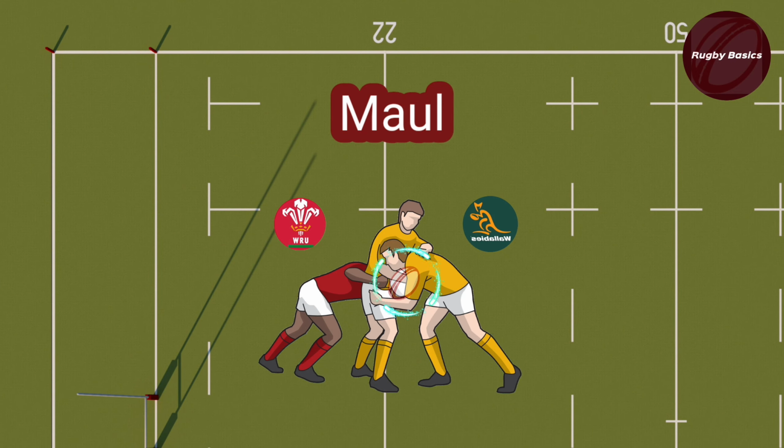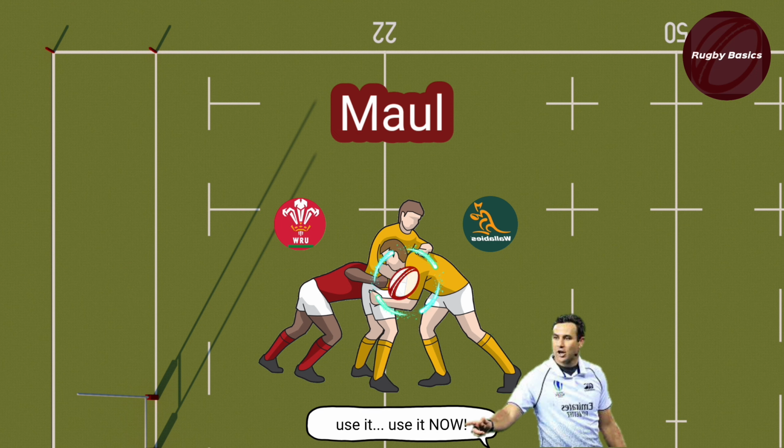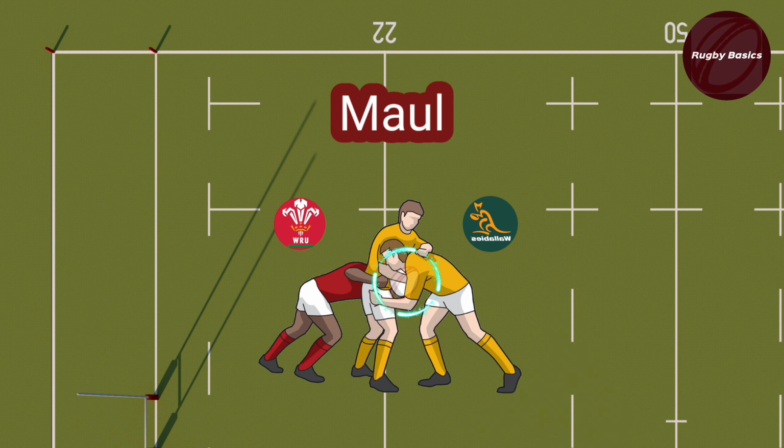So when the maul stops moving forward, the ref will tell you to use it. When he says use it now, you have to use the ball within 3 seconds, otherwise he will stop play and award a scrum to the opponent.